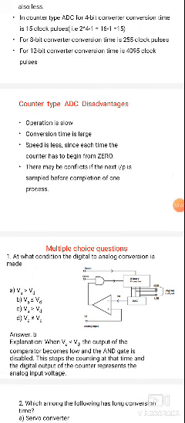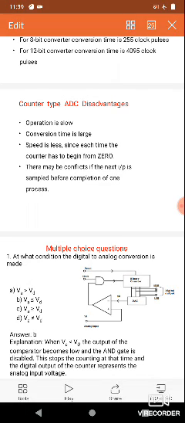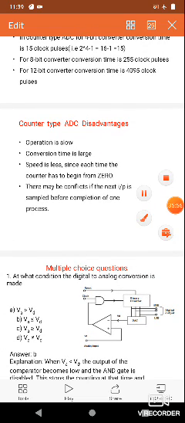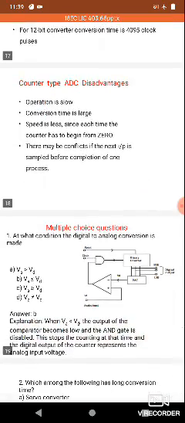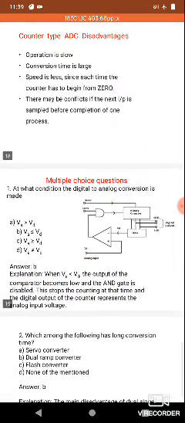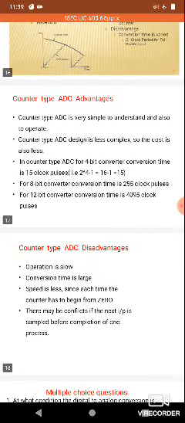For 8-bit conversion it requires 2 power 8 minus 1. 2 power 8 is 256, and 256 minus 1 means for 8-bit conversion it requires 255 clock pulses. For 4-bit conversion it requires 2 power 4 minus 1, which is 15 clock pulses. For 12-bit conversion it takes 4095 clock pulses, that is 4096 minus 1. Next, the counter type ADC advantages: a simple circuit, easy to build.